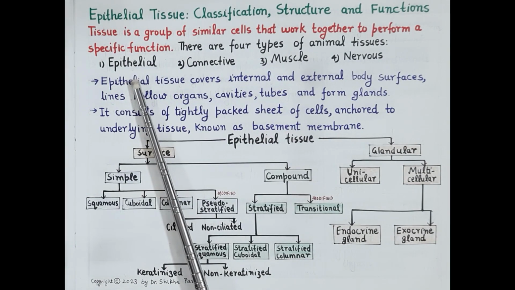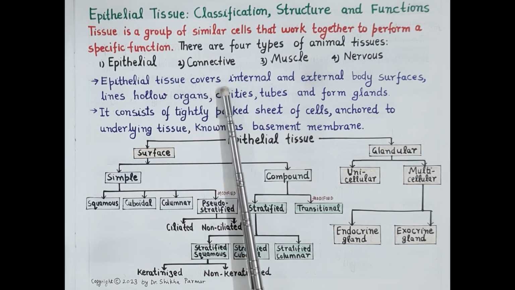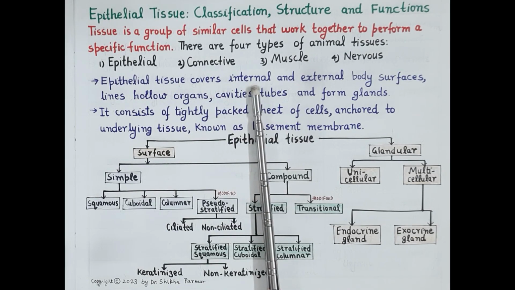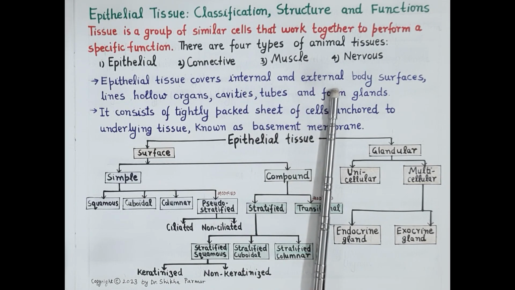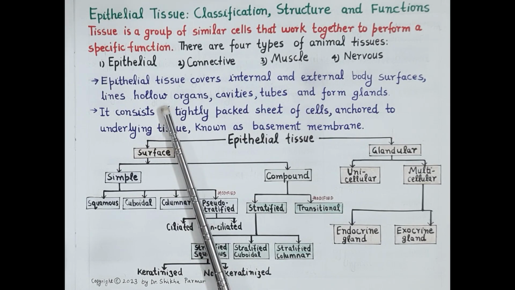Now let's understand a few important features of epithelial tissue. Epithelial tissue covers internal body surfaces. For example, it forms the lining of the abdominal cavity. Then it covers external body surfaces like the epidermis. Epidermis is an epithelial tissue and it forms the covering of the skin. Then it lines hollow organs, for example endocardium. Endocardium is an epithelial tissue and it forms the inner lining of the chambers of the heart.